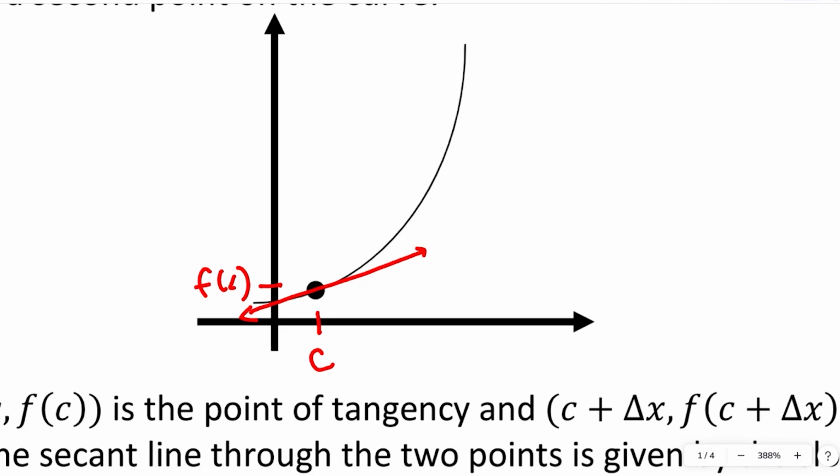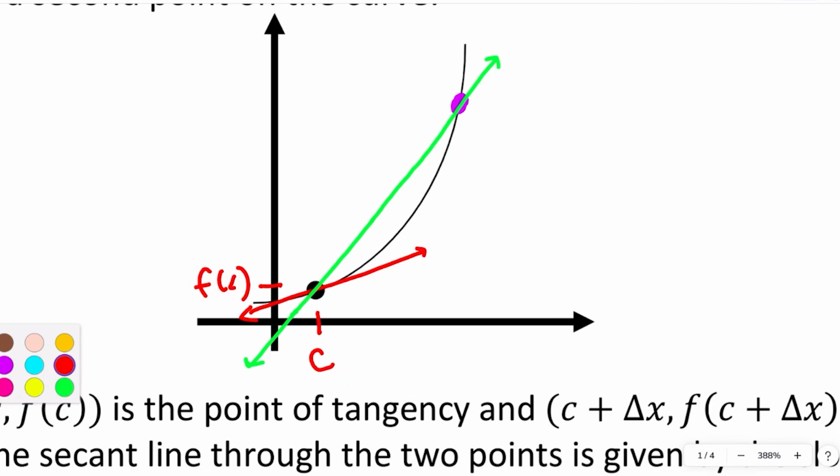But what we could do is estimate the slope by picking a point that's actually on the curve. So let's say I picked a second point somewhere out here, right? And I drew a line connecting C comma f of C to that second point. So let's draw a line here going through this point. Now we can see pretty obviously that these two lines do not have the same slope, right? You can see that they're not the same, but it's a reasonable approximation. It's not great, but it's not terrible either.